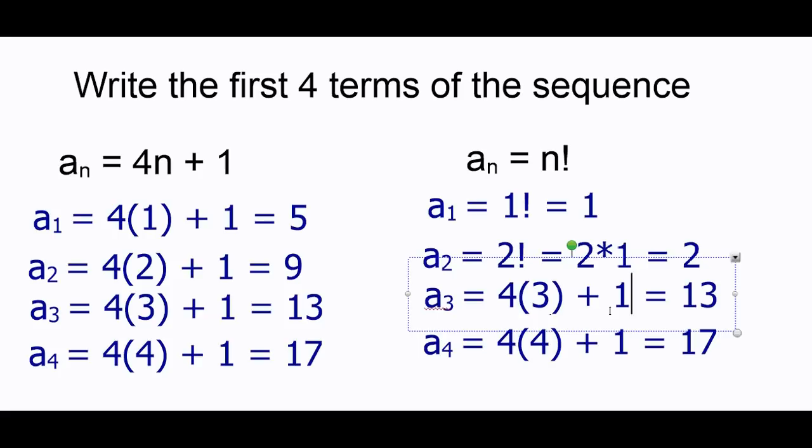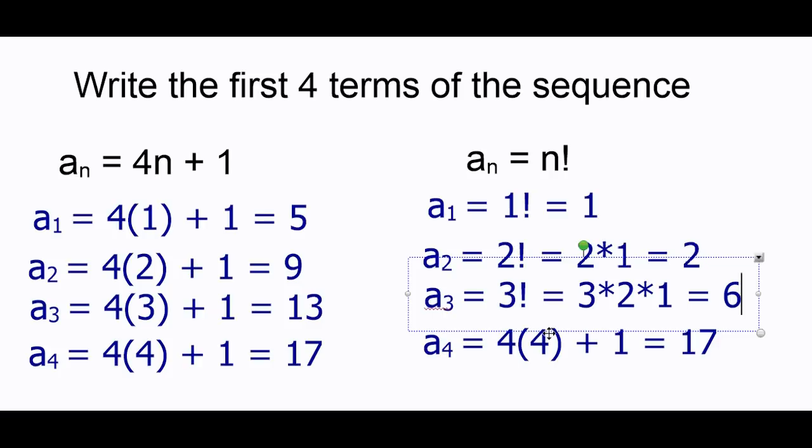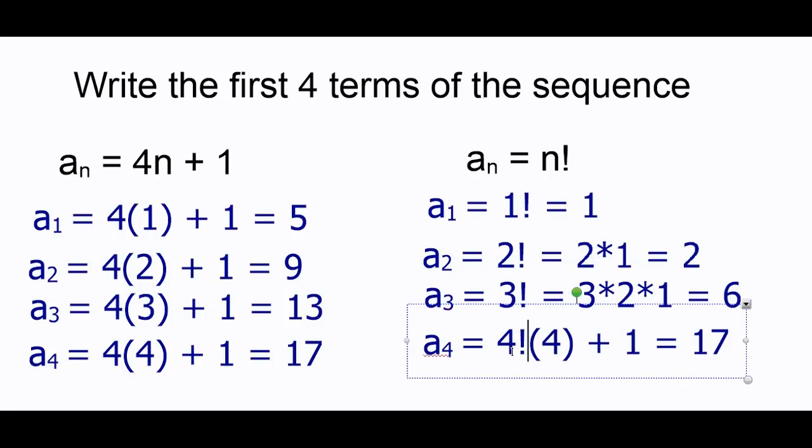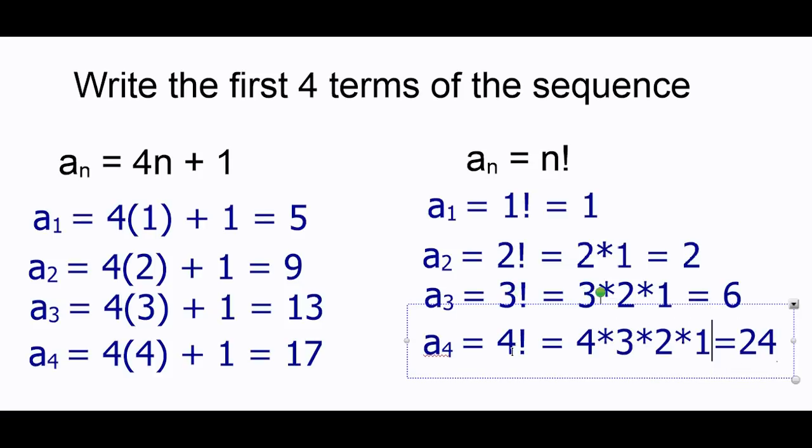A sub 3, in the same way, would be 3 factorial, which is 3 times 2 times 1. If you haven't picked up on it yet, factorial simply means take all the whole numbers smaller than 3 and multiply them together. So that would be 3 times 2, which is 6, times 1, which again is 6. So to find our last term, 4 factorial, I would take 4 times 3 times 2 times 1, which is 24. So these are the first 4 terms in our sequence.